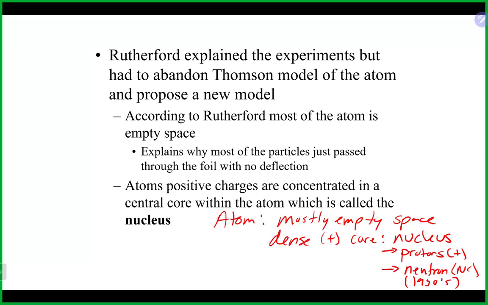And the other really major difference between the plum pudding model and Rutherford's model of the nuclear atom is the mass of the atom. So in Thomson's model, the plum pudding model, it was believed that the electrons were actually most of the mass of the atom, but most of the mass of the atom is actually the nucleus.